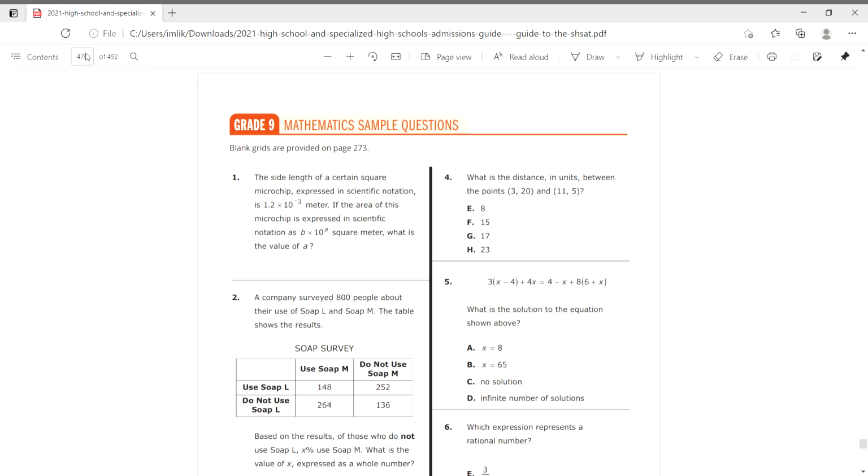Hello and welcome back to another SHSAT review. Today we're going to be reviewing the grade 9 sample questions from the 2021 SHSAT student handbook.